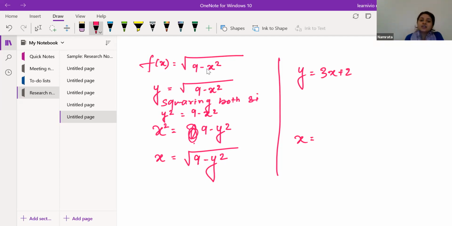For that, we have to do these changes with our equation, the given function. Once we do that, you can see again we got the same thing: 9 minus y square. Just like 9 minus x square, I got 9 minus y square. And from 9 minus x square, we have already got the interval.